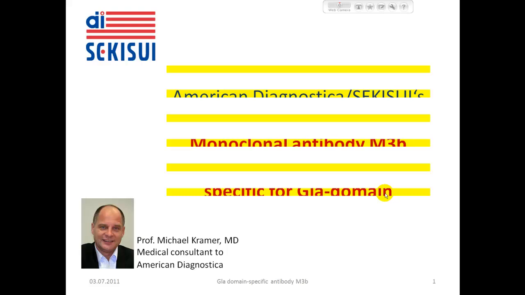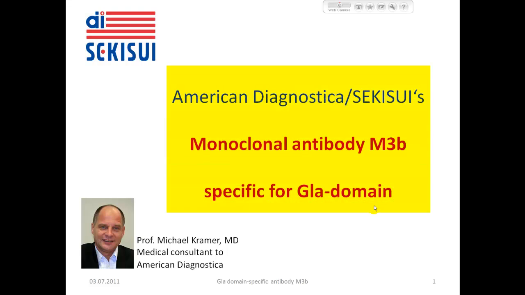Today I will present to you some information on a special research reagent provided by American Diagnostica Sekisui, which is a monoclonal antibody called M3b, and this antibody is specific for the so-called Gla-domains of proteins.